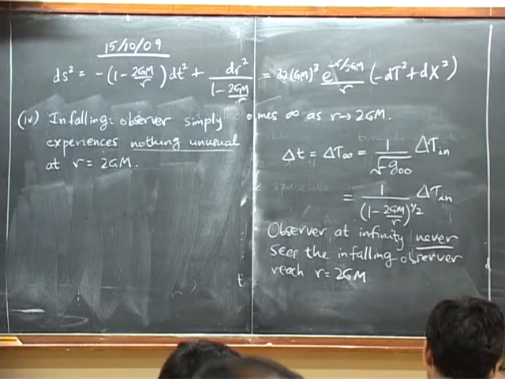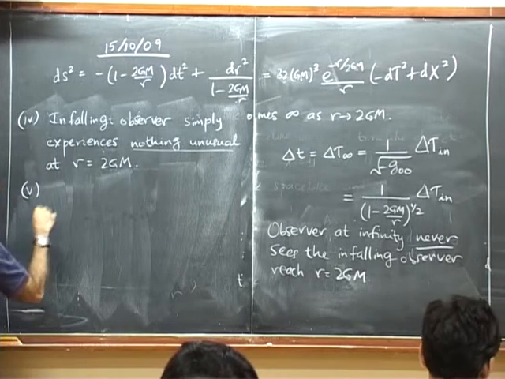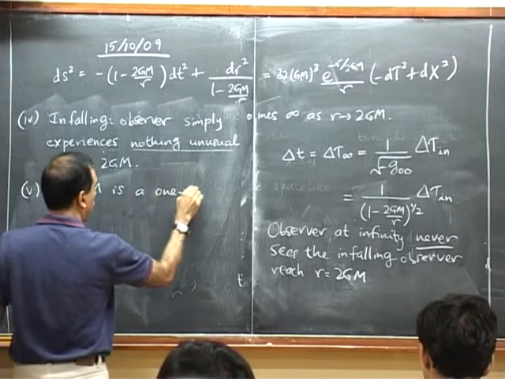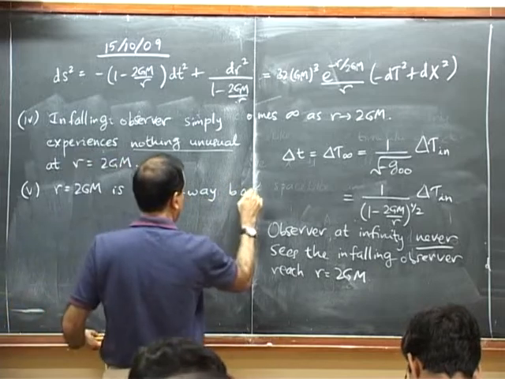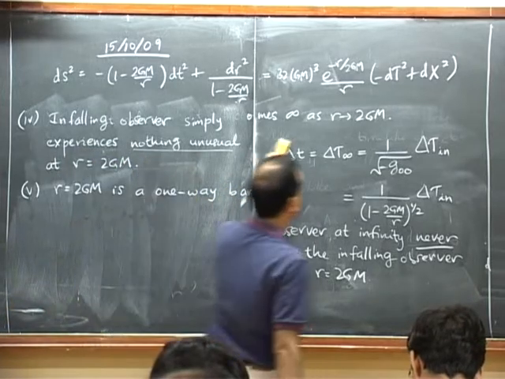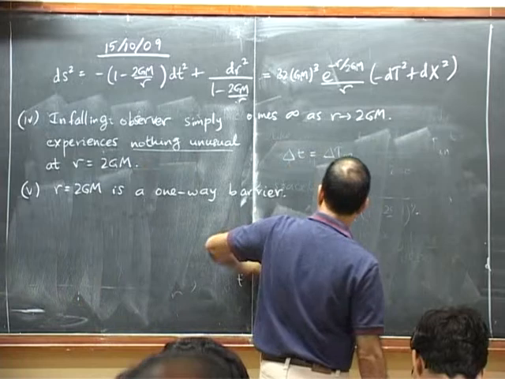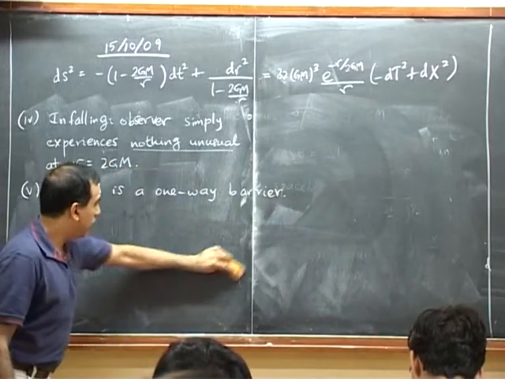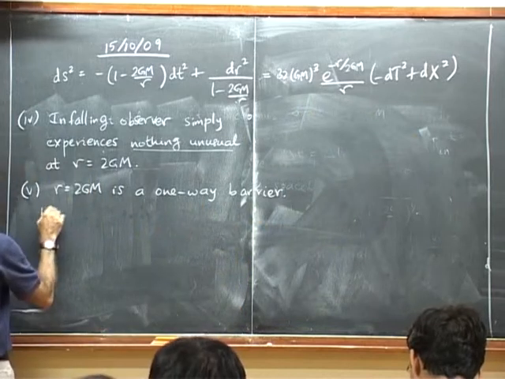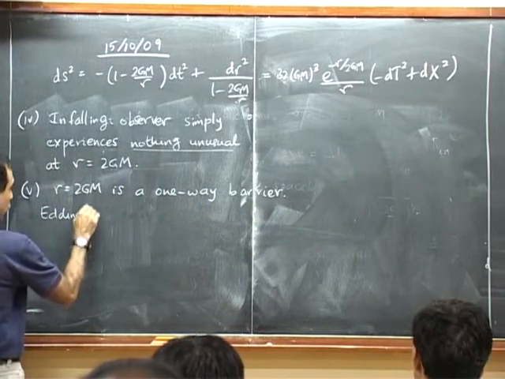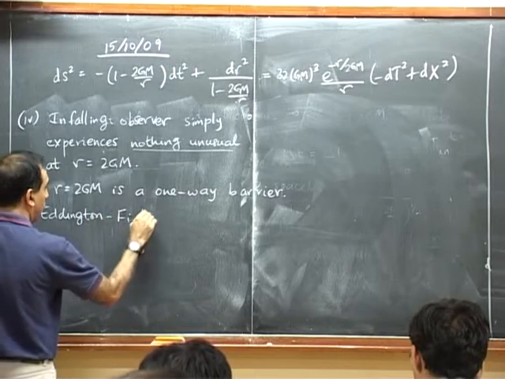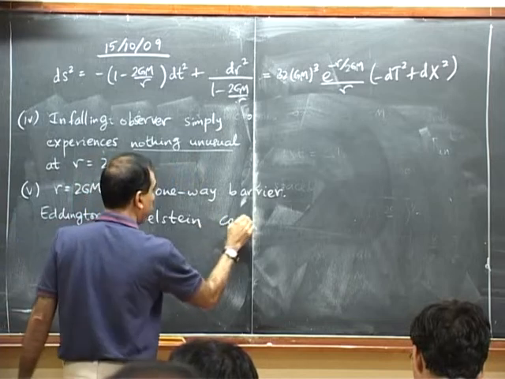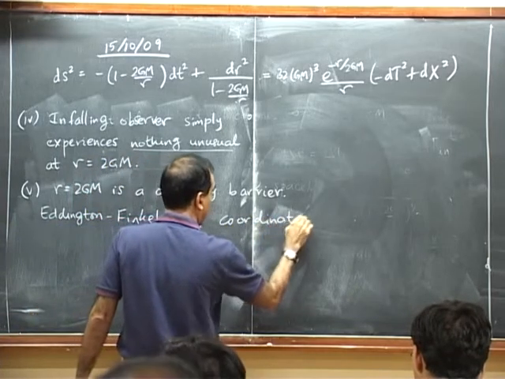And so now, r equals 2GM is a one-way barrier. And a very nice way to see that is to work in an intermediate set of coordinates called Eddington-Finkelstein coordinates, which are precisely halfway in the transition between Schwarzschild and Kruskal. And they arise from a very nice requirement.